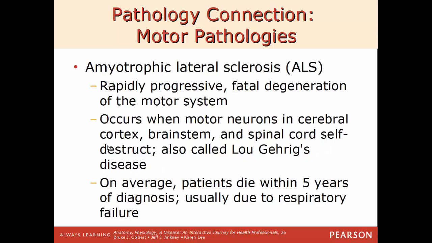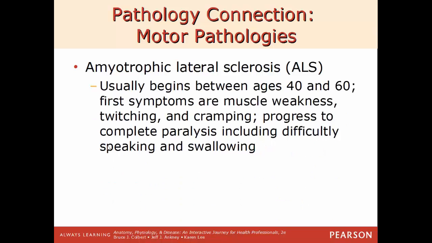Next one, ALS, amyotrophic lateral sclerosis, or Lou Gehrig's disease, is a rapidly progressive and fatal degeneration of the motor system. It occurs when motor neurons in the cerebral cortex and the brainstem and spinal cord basically self-destruct. And on average, a person will die within about 5 years of diagnosis, usually due to respiratory failure. This will usually begin between the ages of 40 and 60.